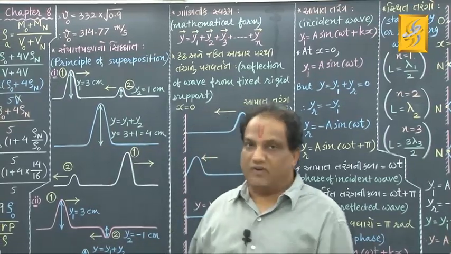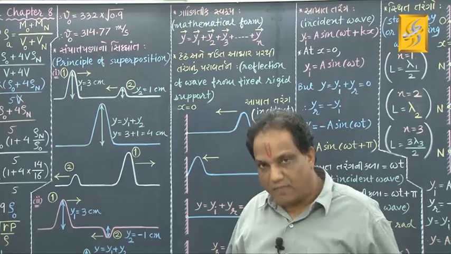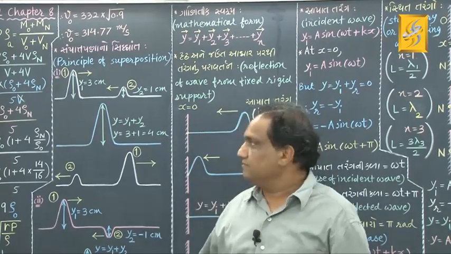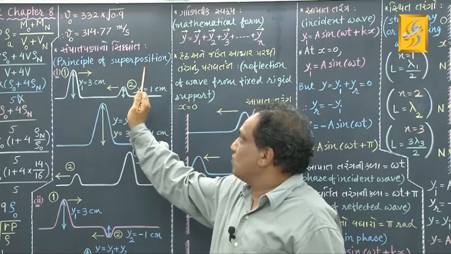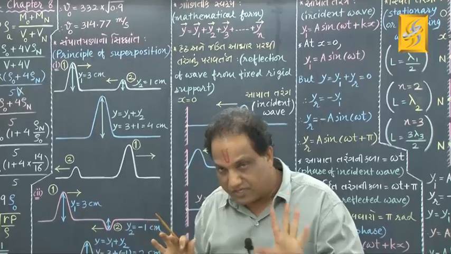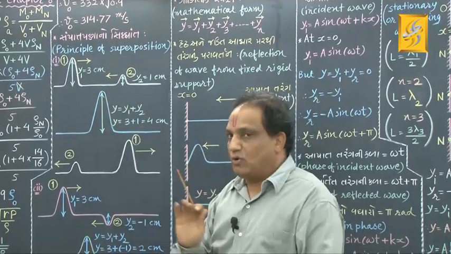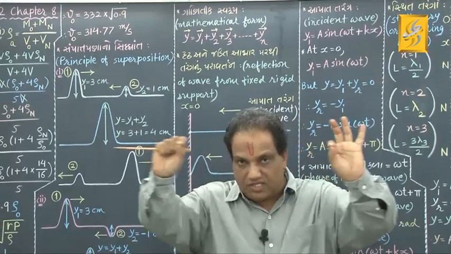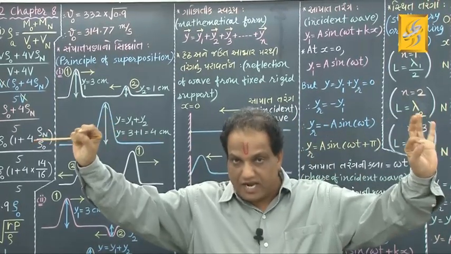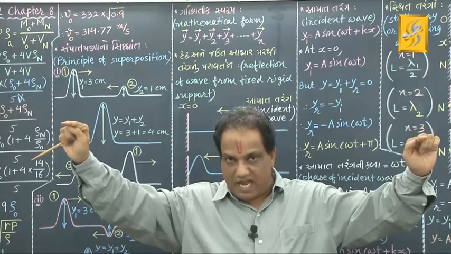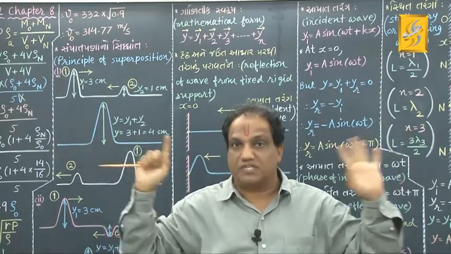Now let us proceed further in the theoretical part. The next article is very important. It is about principle of superposition. To understand this principle, consider an extremely thin string which is stretched and kept under proper tension. Fine. From both the ends, you produce two pulses.